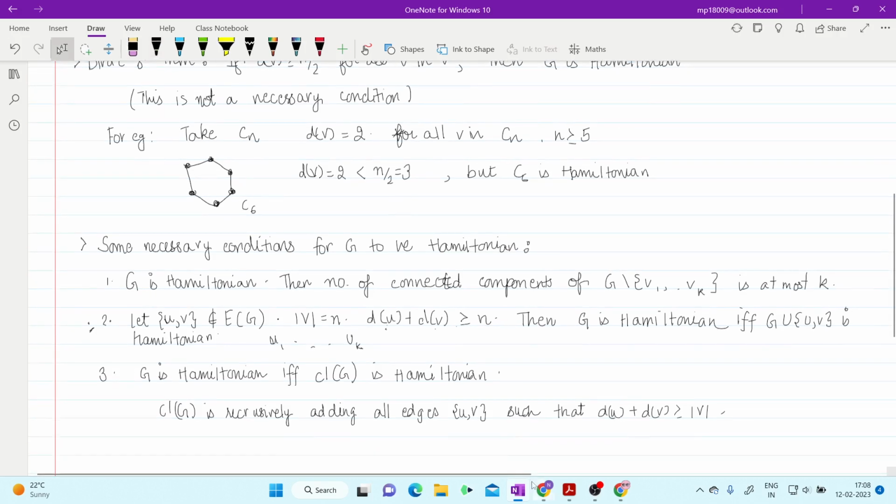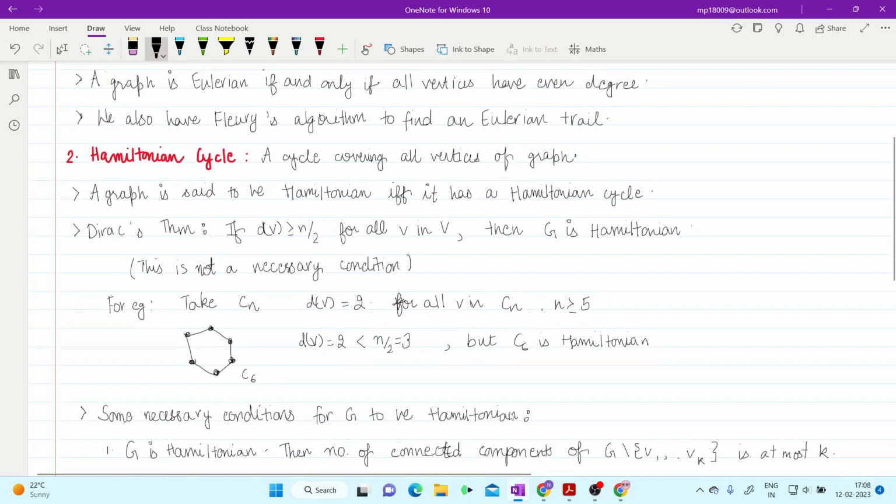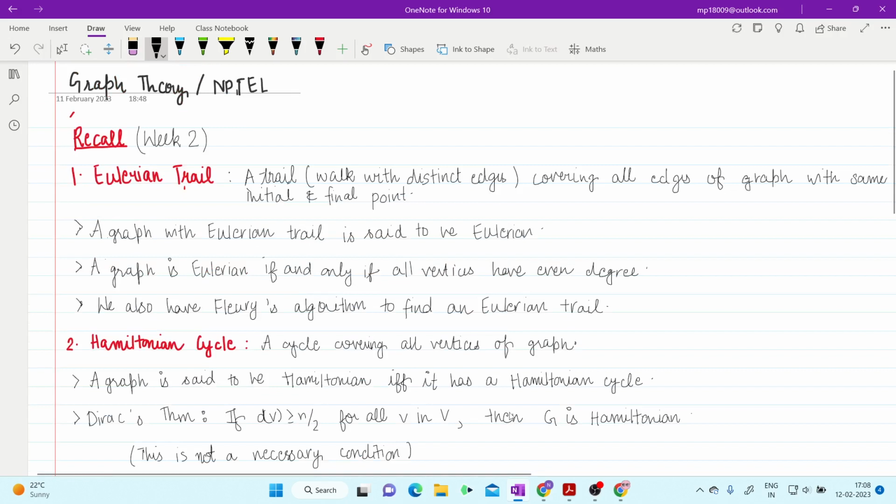And moreover, using this, we can have another condition that G will be Hamiltonian if and only if the closure of G is Hamiltonian. And the closure of G was defined as follows: given a graph G, if u and v were vertices and uv was not an edge, we were recursively adding all the edges for which the degree sum of the two was greater than or equal to the number of vertices. So this was about Eulerian trail and Hamiltonian cycle. So now let's look at some questions.